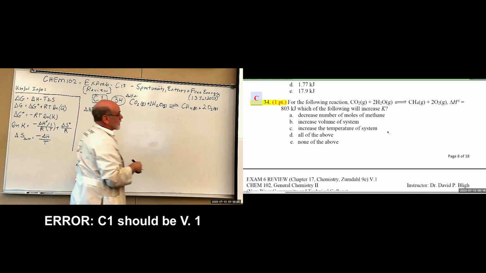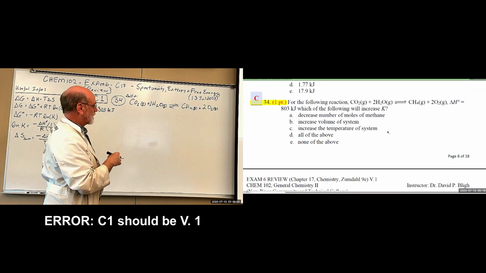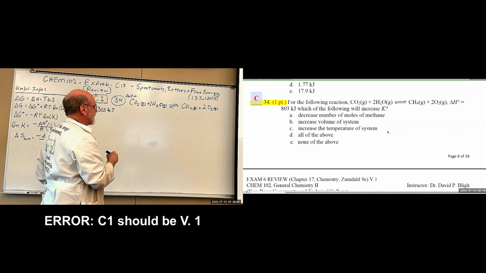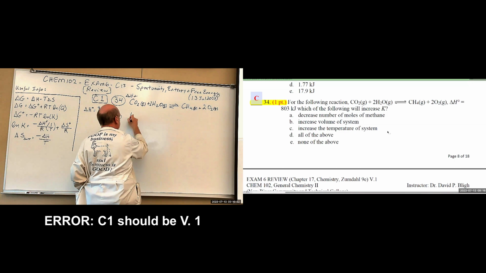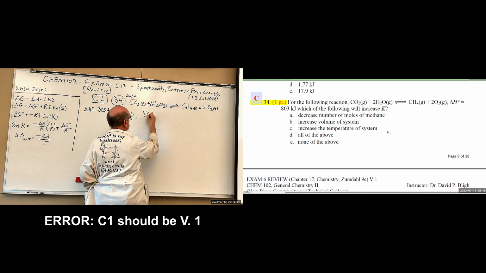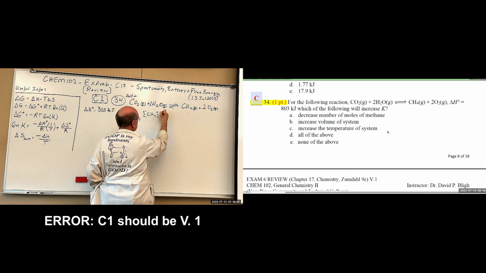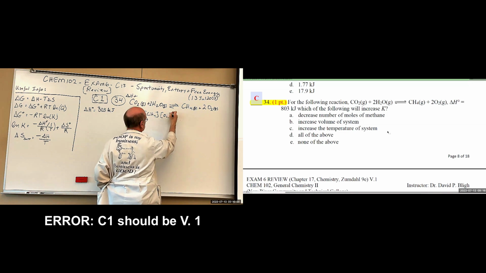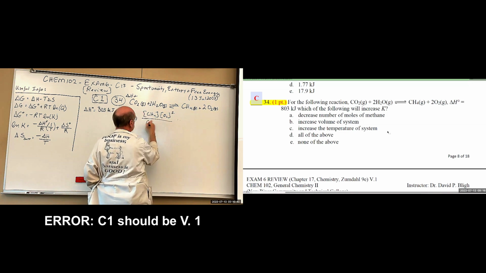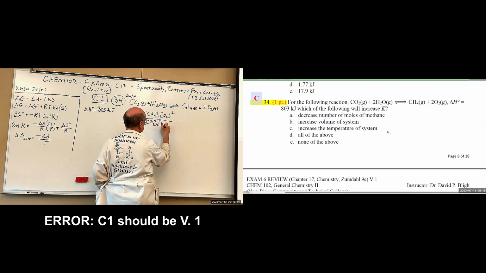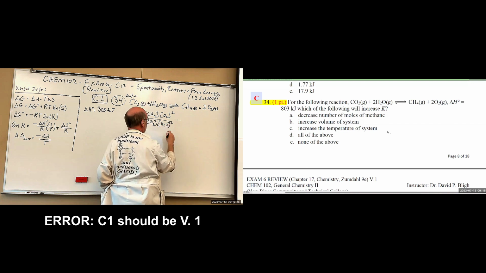Which of the following will increase K? Well, what's the K expression? The K has methane here, has oxygen here, squared. It has carbon dioxide here, and it has water. All these terms are valid.